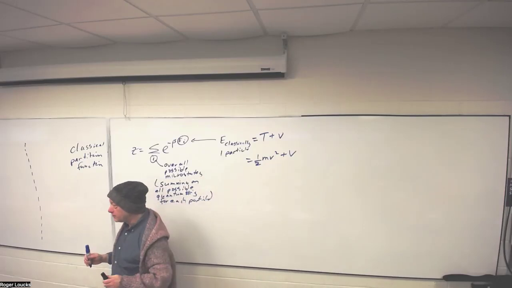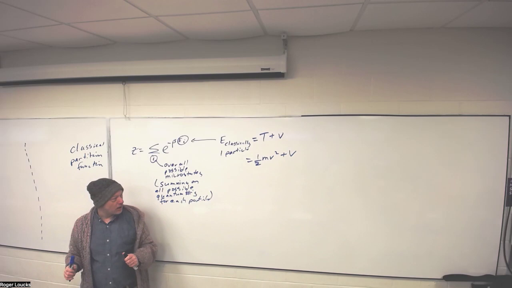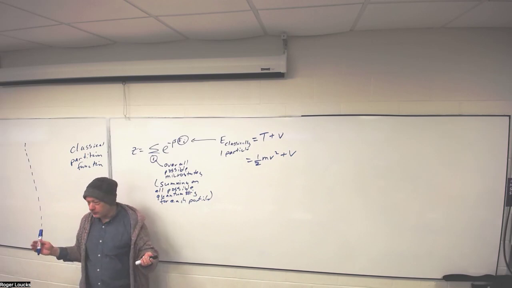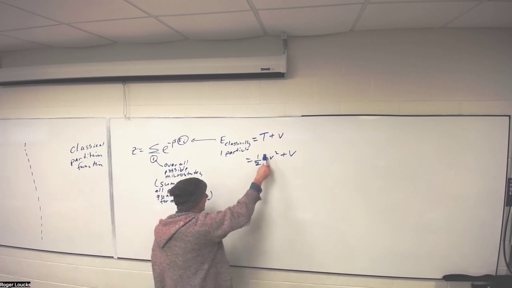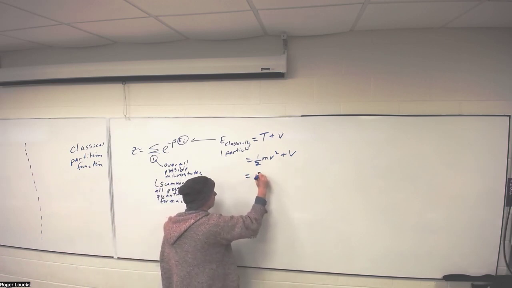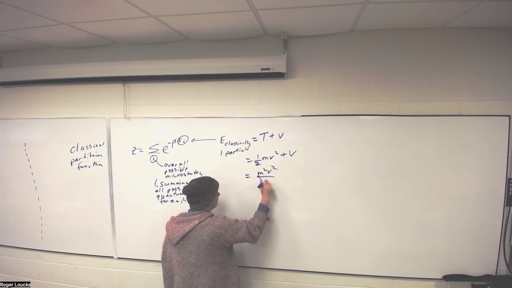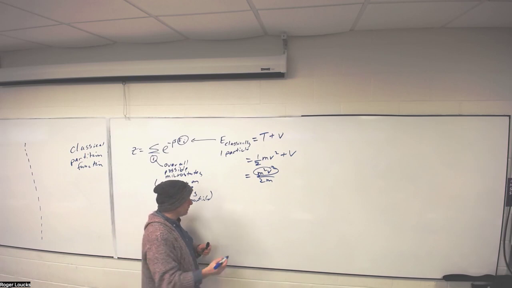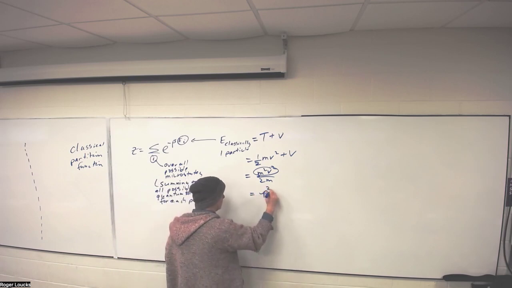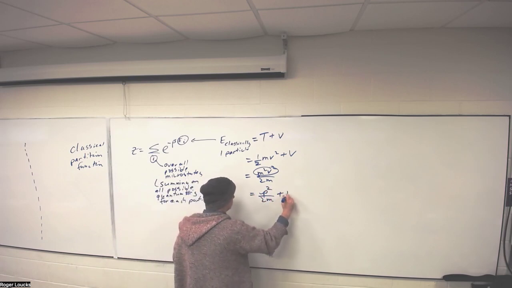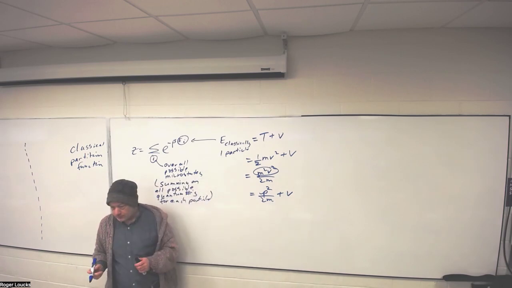Now we do something more. We don't leave it as 1/2 mv squared. What do we do? We multiply the top and bottom by the mass, and we write this. Your mass times velocity is your linear momentum. So this is your linear momentum squared over 2m plus your potential. That's what we had classically.